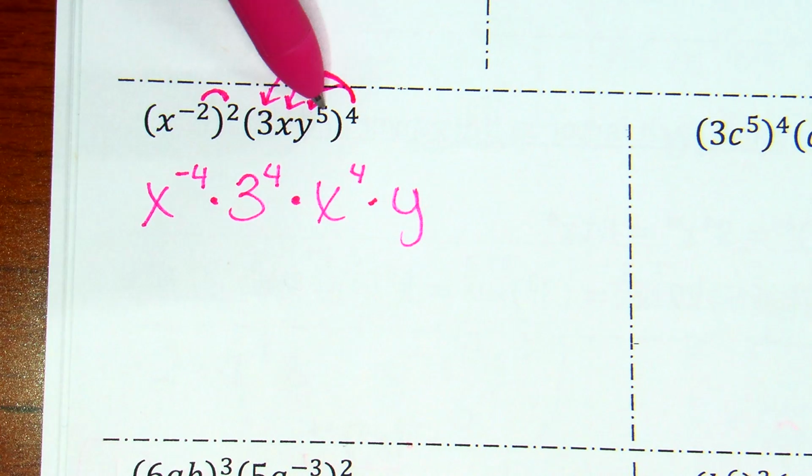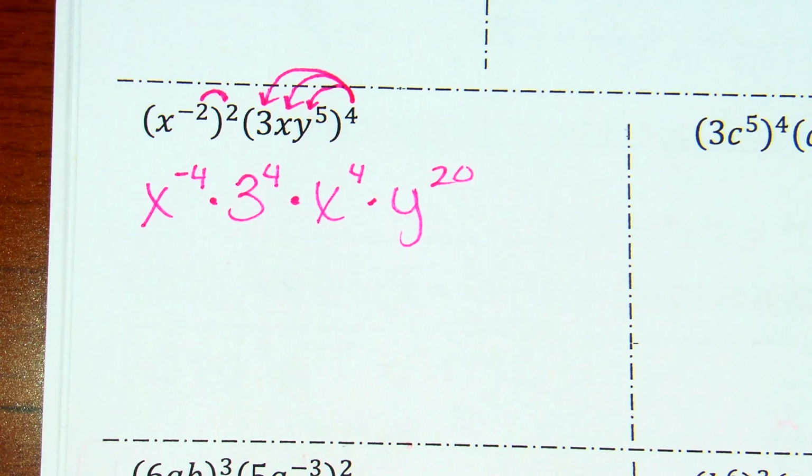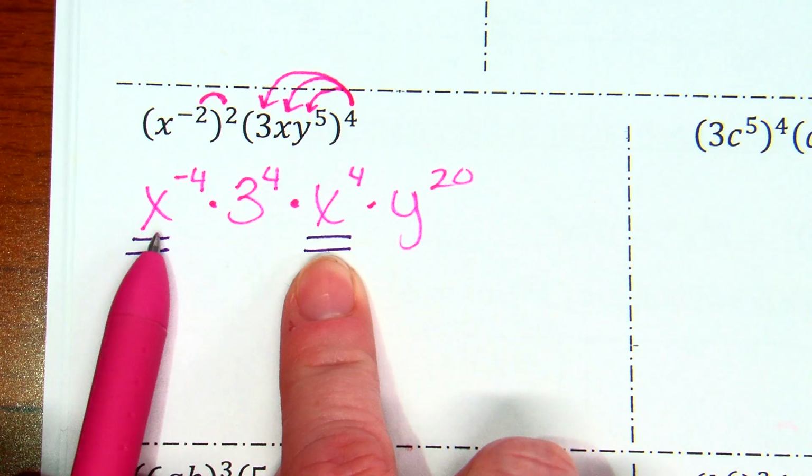Add what? Yeah. Notice we have like bases with the x there, don't we? What's x to the negative 4th times x to the 4th? Okay, the x's are the like bases. We can only put like bases together. So here we have x to the negative 4th times x to the positive 4th. So keep the base of x. Negative 4 plus 4. That's 0, isn't it? So that's x to the 0.